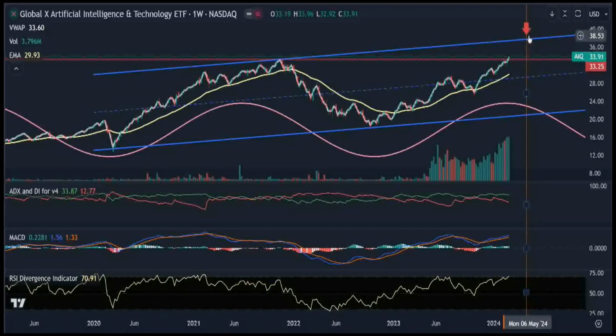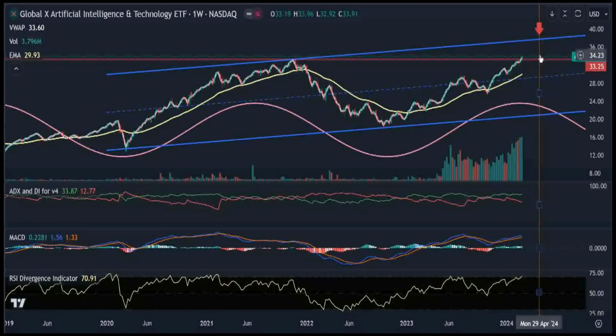So I've drawn an arrow at this time here. You might want to consider selling at this point in time around the first 5 days before the beginning of May. So I've got the week of April 29th indicated here. So you sell at this point in time and maybe get back in mid-May. This could be the pullback.